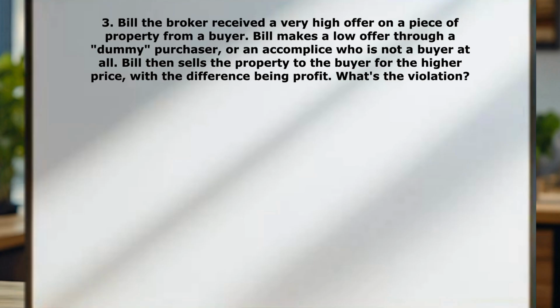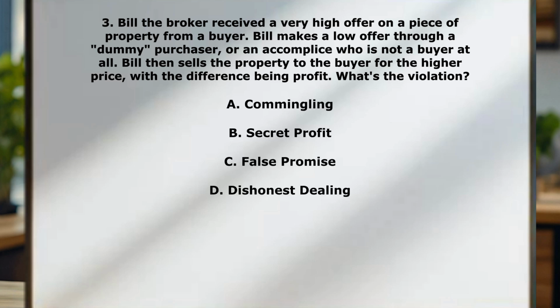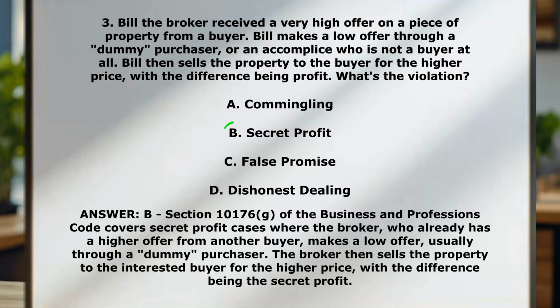Bill, the broker, received a very high offer on a piece of property from a buyer. Bill makes a low offer through a dummy purchaser or an accomplice who is not a buyer at all. Bill then sells the property to the buyer for the higher price, with the difference being profit. What's the violation? A, commingling. B, secret profit. C, false promise. D, dishonest dealing. The answer is B.